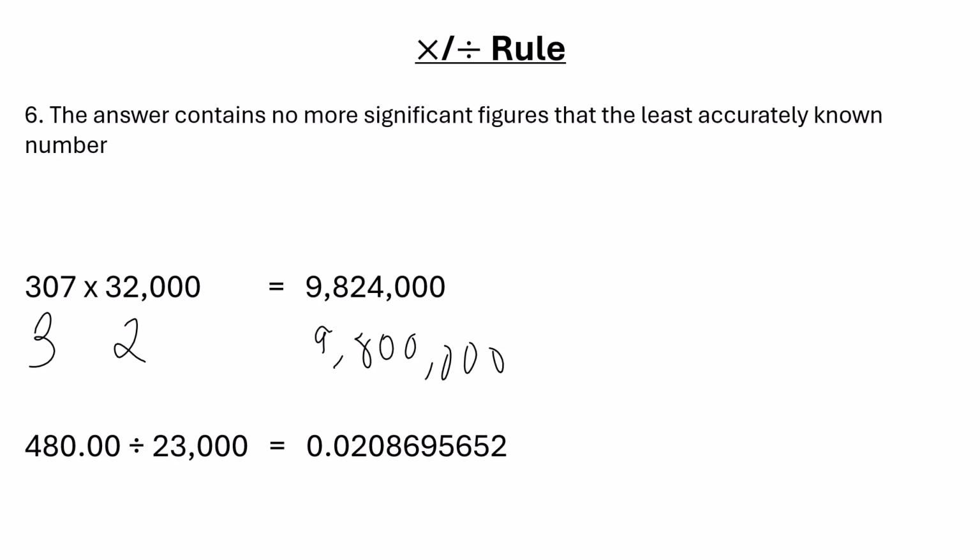For example number 2, we have 480. divided by 23,000, leaving us with a very small number. 480. has 3 significant figures because we have a specified decimal, while 23,000 only has 2. So we want to make sure our final answer only has 2 significant figures, leaving us with 0.021 due to the leading zeros rule.